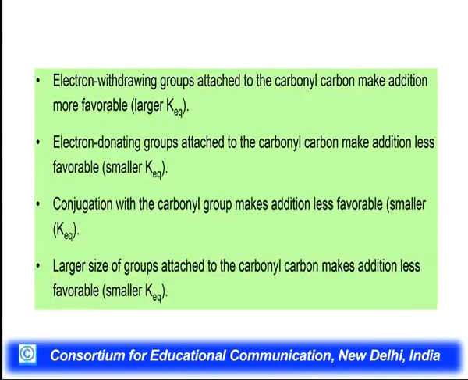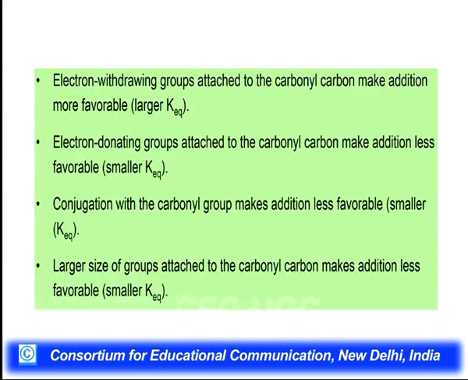Not only this, what we find is that if an electron withdrawing group is attached to a carbonyl carbon, it will make the reaction more favorable, because electron withdrawing groups will attract or withdraw the electrons from the carbonyl carbon, making it electron deficient. Hence, the nucleophile will be able to react very fast. Whereas if we talk of an electron donating group, then they will make the addition reactions less favorable.